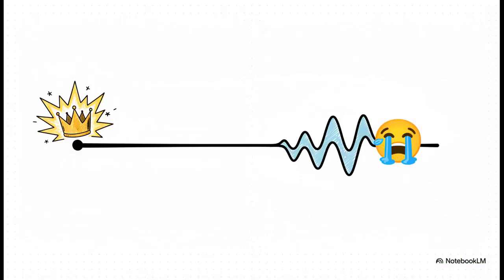Okay, check out the difference here. The Queen entered. That's a single event. It happened, it's over. But the girl was crying? Now that's a whole scene. It's an action that was already happening when the Queen showed up. It creates a mood, it gives us a backstory. That's the power we're talking about.